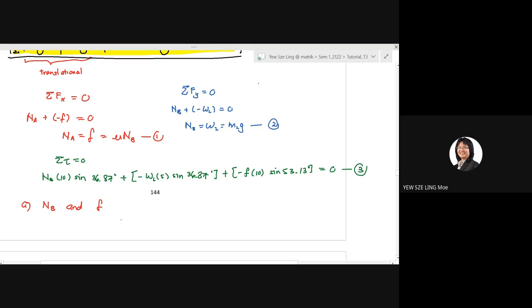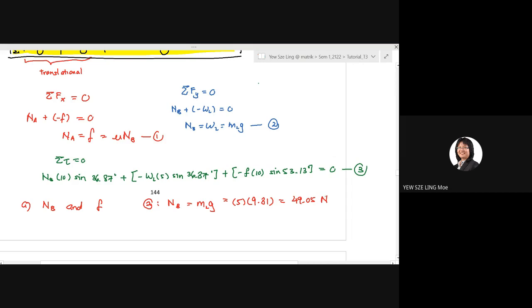So what can we do to solve it? Well, we can start from equation number 2. From equation number 2, we have NB equals MLG. The mass of the ladder given is 5 kg. So 5 times 9.81, we then have 49.05 Newton.